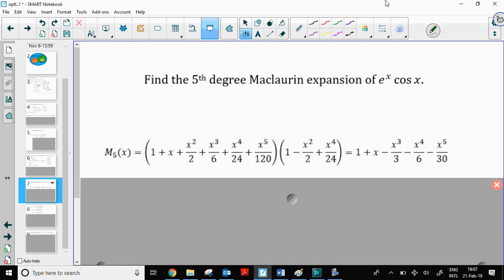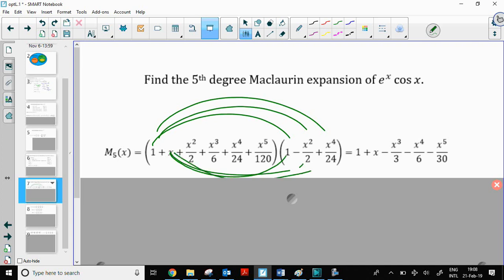And I didn't really show the work here because it's just tedious algebra, but I multiply the 1 by everything. I multiply the x by everything. And then as I'm doing this, I'm collecting all of my like terms. And again, I'm only bothering to do up to the power of x to the fifth.